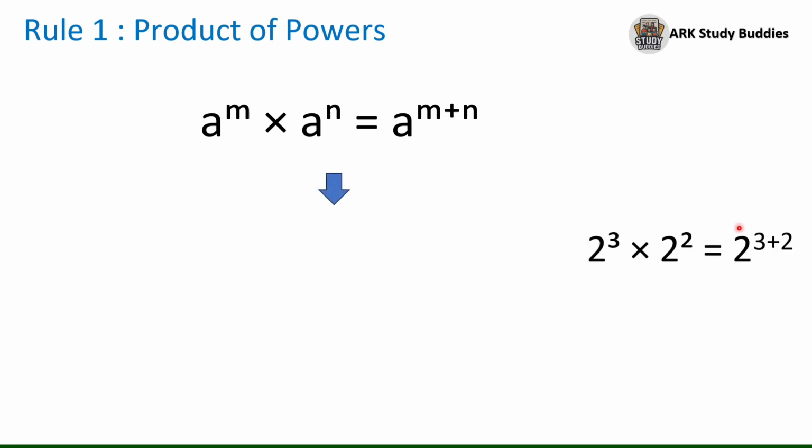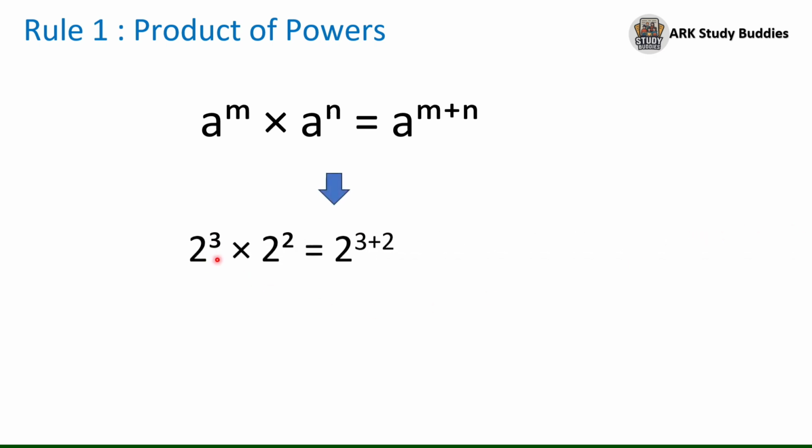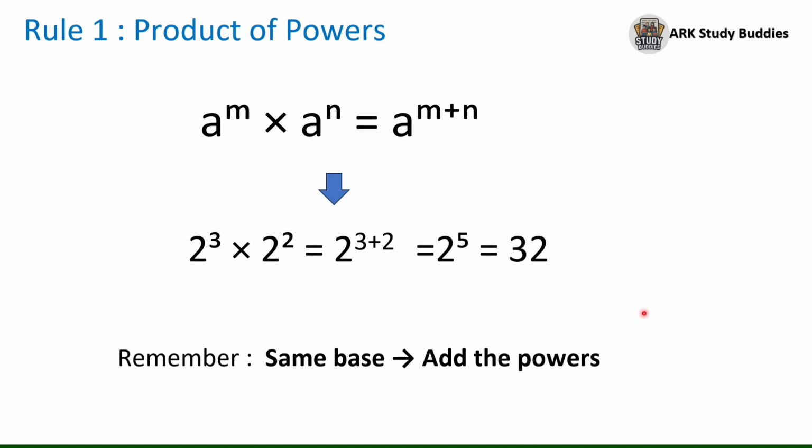Let's take one example. 2 to the power of 3 into 2 to the power of 2, that equals 2 to the power of 3 plus 2, similar to a to the power of m plus n, that equals 2 to the power of 5, which is equal to 32. So remember, when the bases are the same, powers are different, and they are multiplied together, then the base will remain the same and the powers will be added.